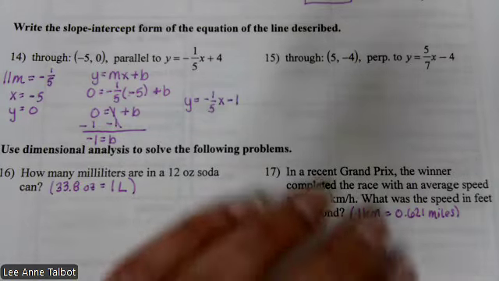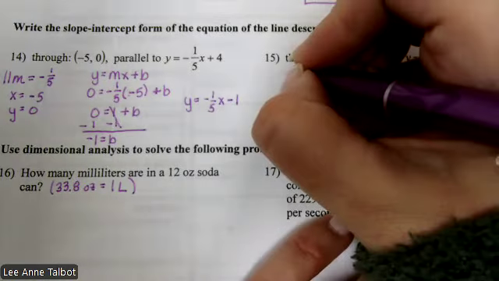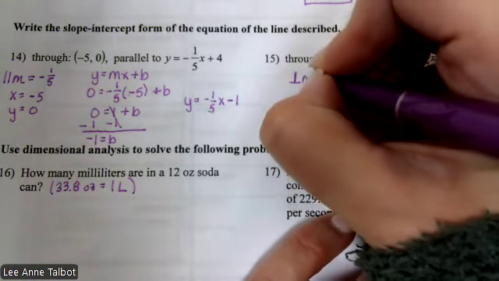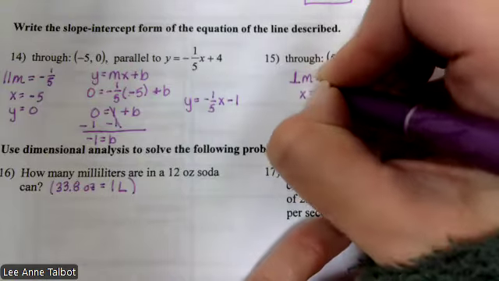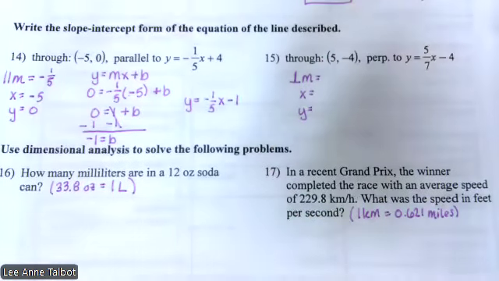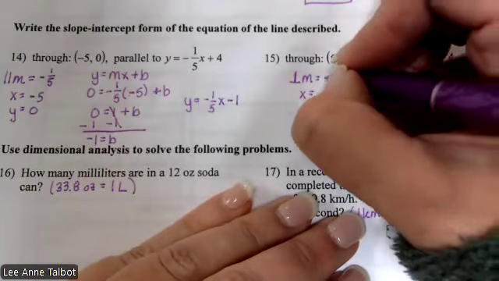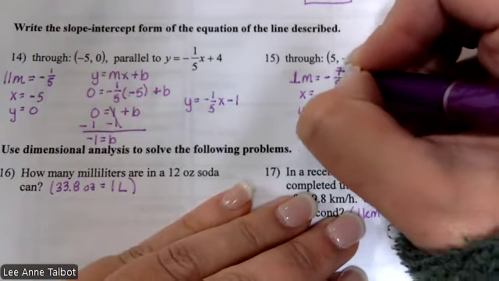Okay. Now number 15 says perpendicular. It actually only says perp, but it means perpendicular. Does anybody remember what to do with the slope when it's perpendicular? Flip it and change the sign. So it's going to become -7/5.